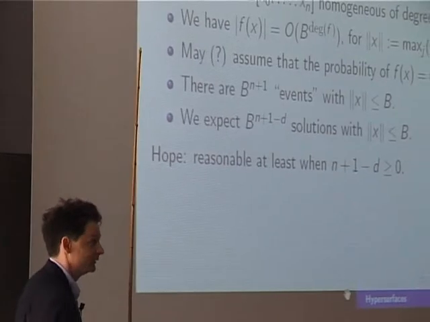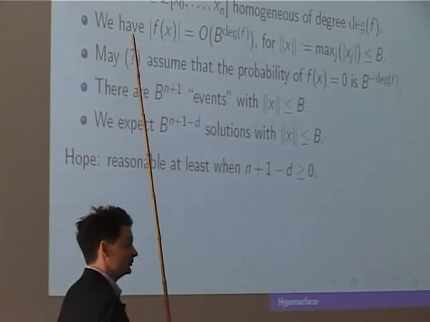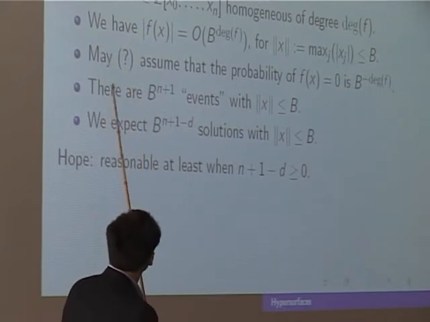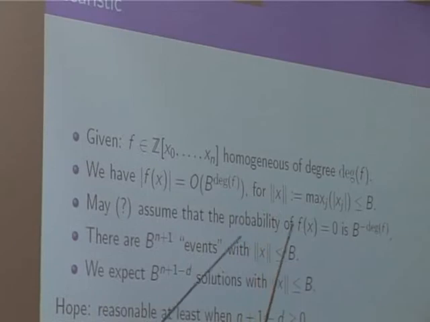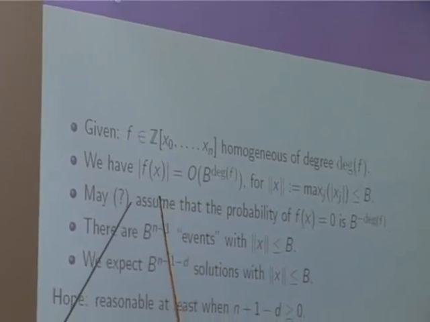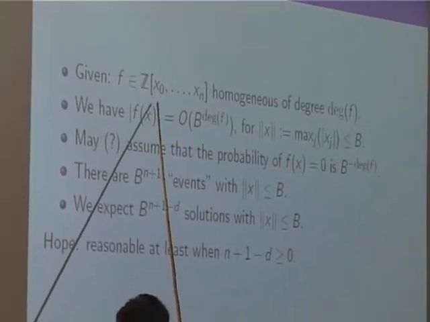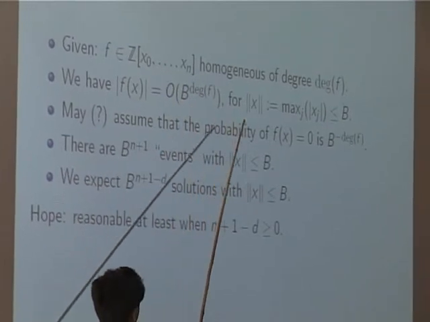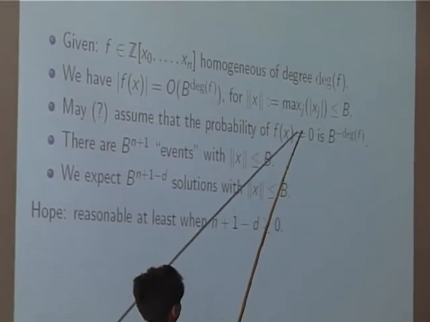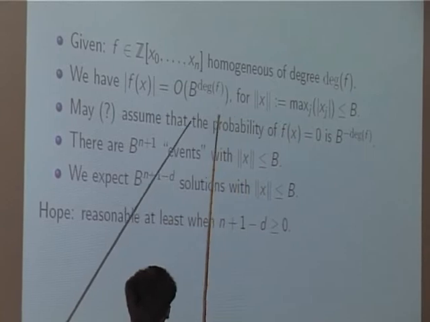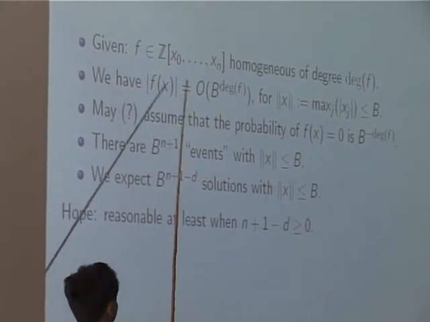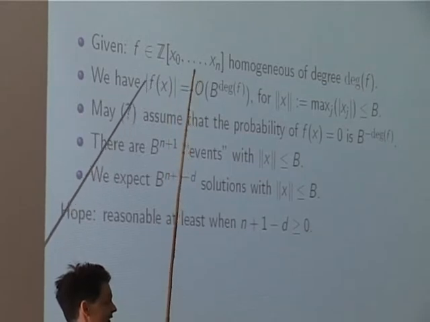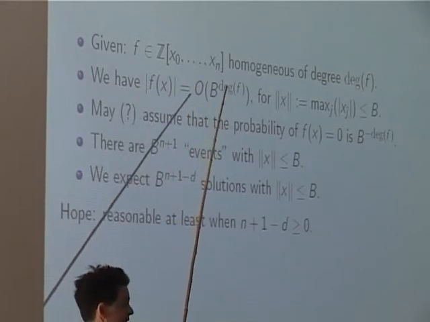So, how does it work? Why do we assume existence of solutions in low degrees? We look at some homogeneous equation of a given degree d, and our variables are allowed to move from minus b to b. When the variables move from minus b to b, the equation has degree d, so each monomial is at most b to the d.